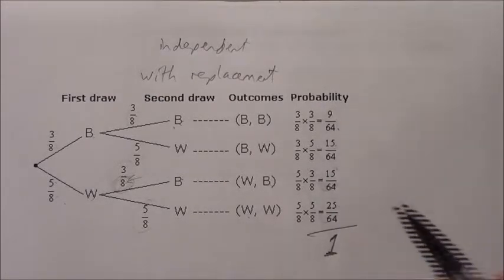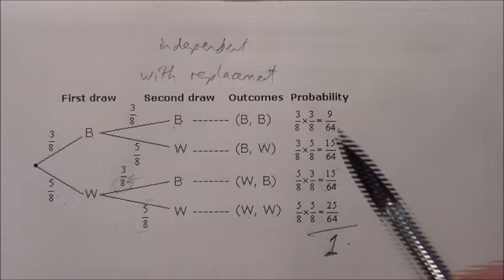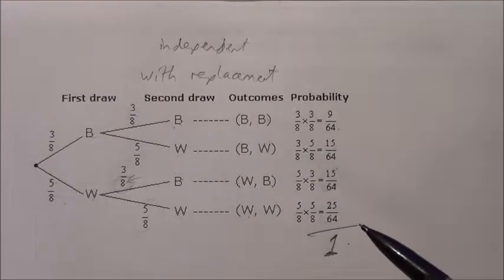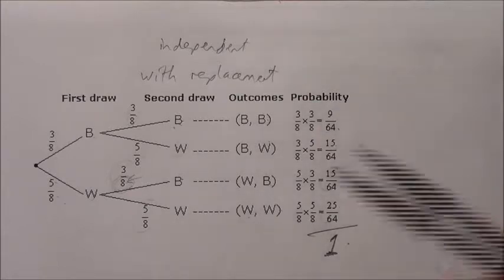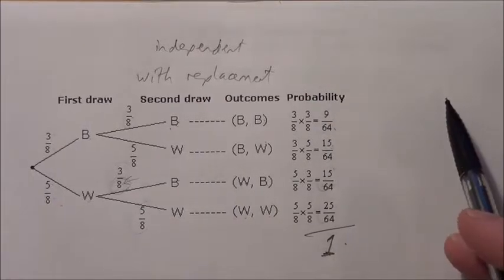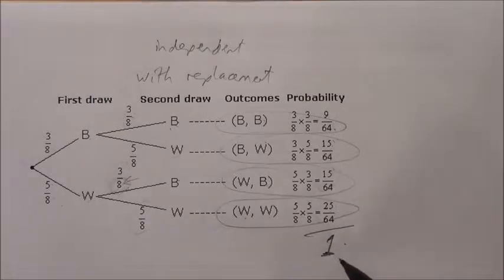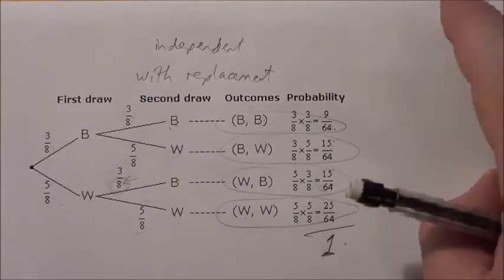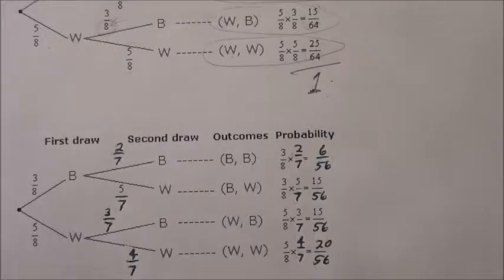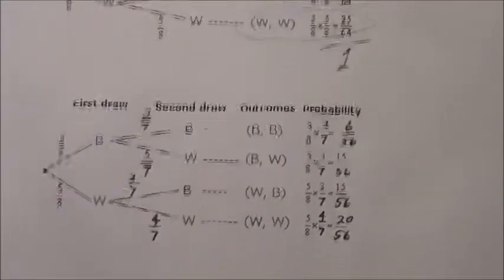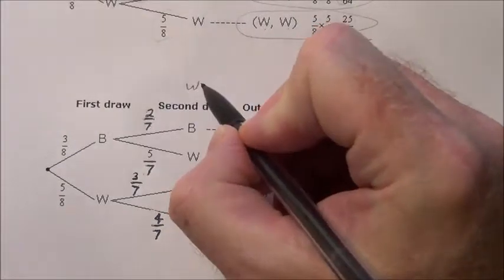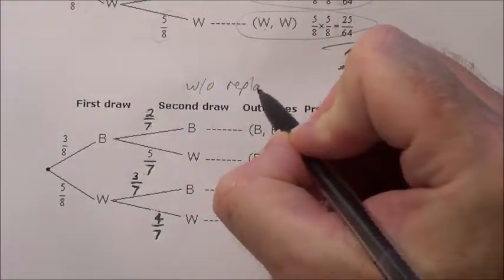Which means that with definite certainty, when we draw 2 marbles out of the bag, one of these 4 outcomes will occur. And if we repeat the process, and we end up getting all of these at some point in time, the probability of that happening will equal 1. Okay, so now let's take a look at the event where we are not replacing. So this is without replacement of the marbles.